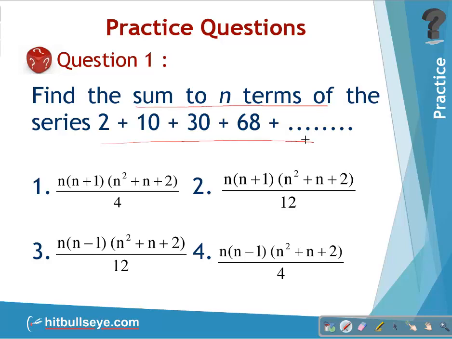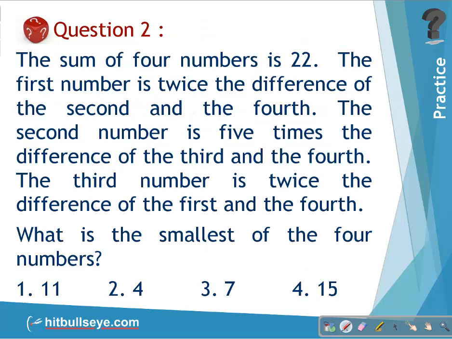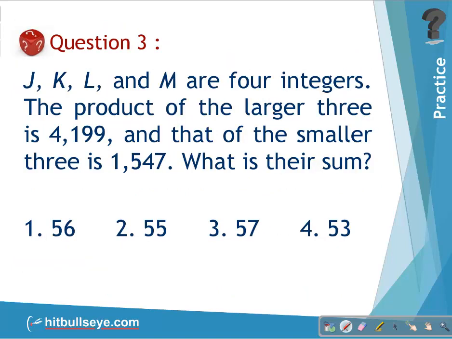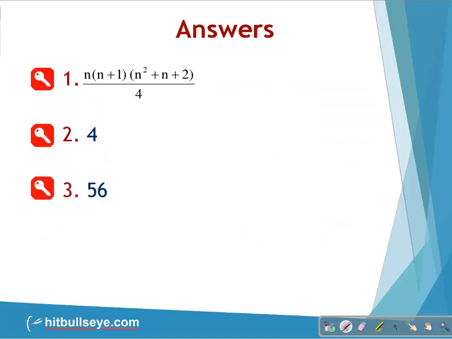Hopefully you have read it and solved it. Now do the second question, a typical statement question. Hopefully you can solve it with the help of the fan solution. Please read it. And the third question: J, K, L, M are 4 integers. The product of the larger 3 is 4199 and that of the smaller 3 is 1547. What is their sum? Solve it with the help of the fan solution. And these are the solutions to these questions.